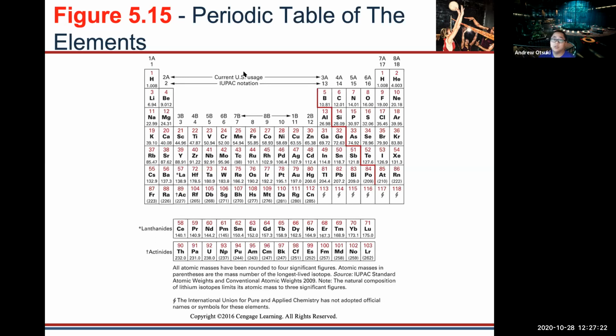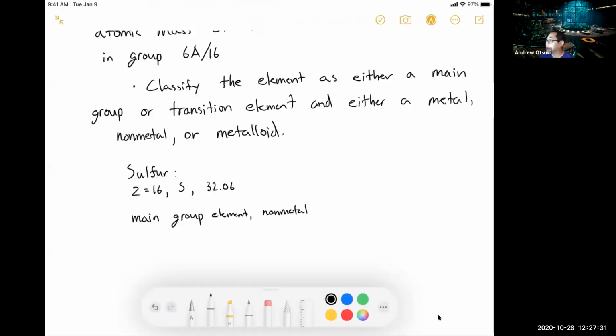All right, so let's go back now to the whiteboard where we can discuss our answers. So sulfur, atomic number 16, the symbol is S, and 32.06 is the atomic mass, the mass number. And here sulfur is our symbol. Okay, so I think that's pretty straightforward. Let's move on.